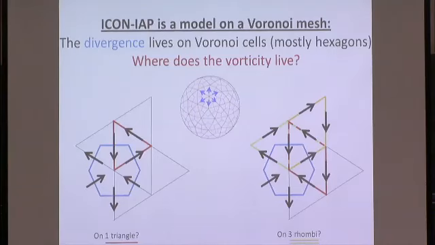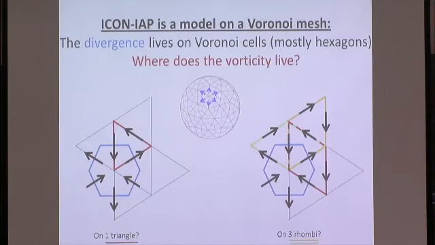Actually, the ICON model is a model on an icosahedral grid. And the main grid boxes are hexagons, in fact. It is very natural that we say, OK, the divergence lives indeed on these hexagons here, and you have to invoke the theorem of Gauss to compute it.